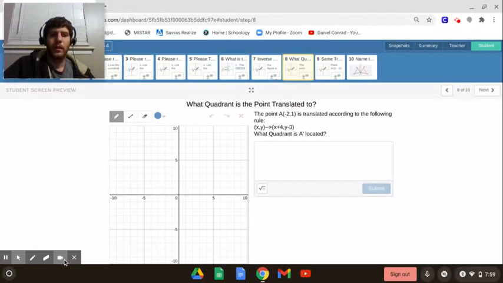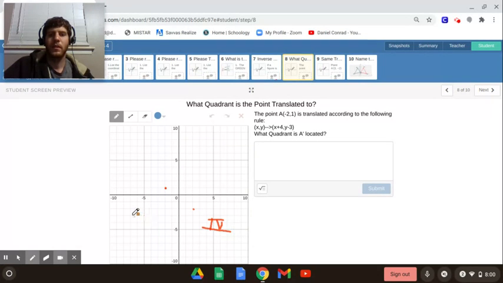Okay, the point A is at negative 2, 1. So that's this point here. We translate it according to the following rule. x, y goes to x plus 4, y minus 3. So 1, 2, 3, 4 to the right, and then 1, 2, 3 down. That's going to put us in quadrant 4.